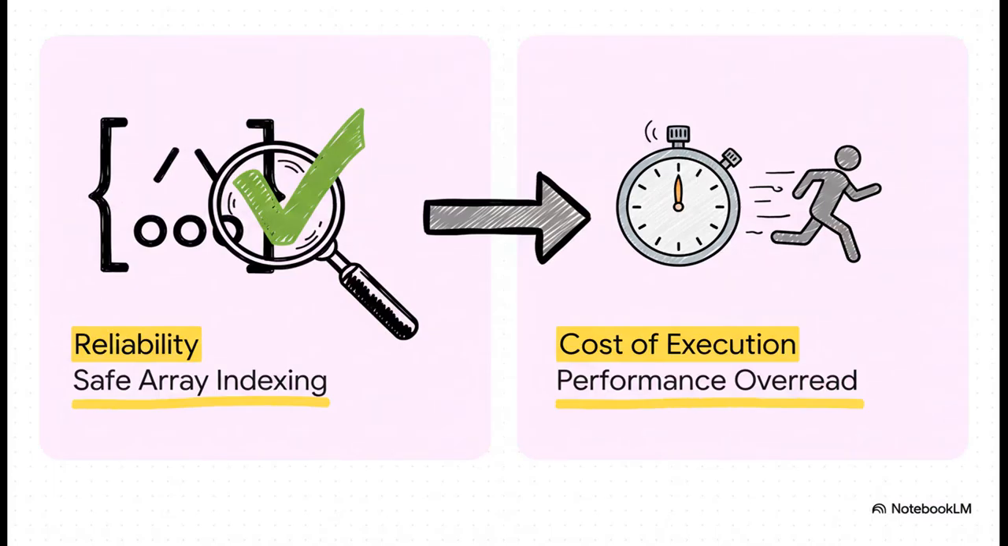Or how about this one? Reliability versus cost of execution. Think about Java. Every time you access an element in an array, Java does a little check behind the scenes to make sure you're not going out of bounds. This makes the language super reliable. It saves you from a whole class of nasty bugs. But that check isn't free. It takes a tiny bit of time. And when you're doing that millions of times in a loop, those tiny bits add up. That's the trade-off right there. A little bit of speed for a lot more safety.